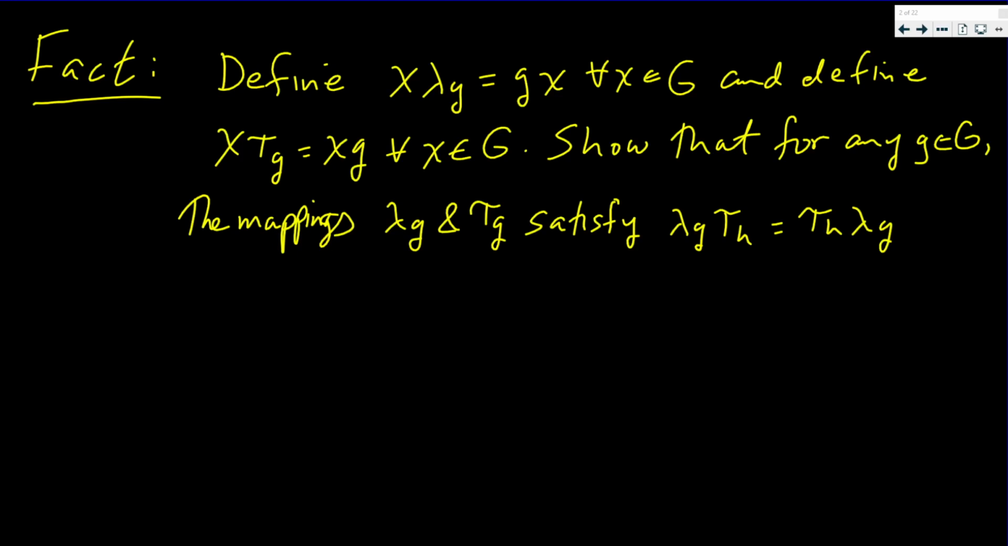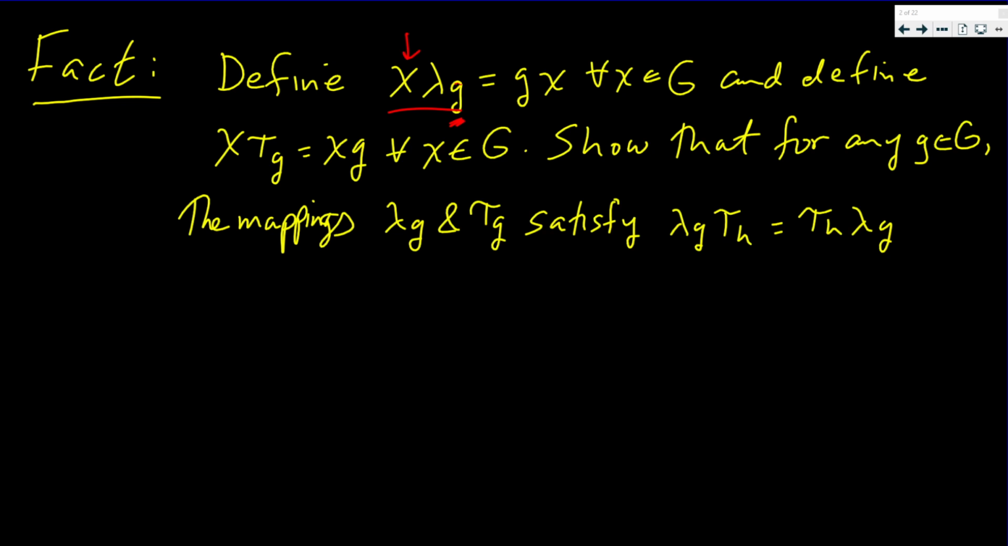In this video, I'm going to prove another fact about mappings. Let x lambda g be defined to be gx. That is, whatever this is, multiply on the left by g.